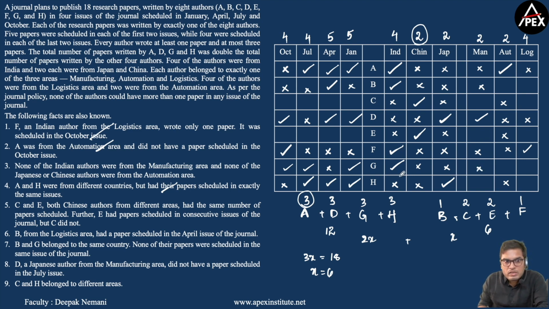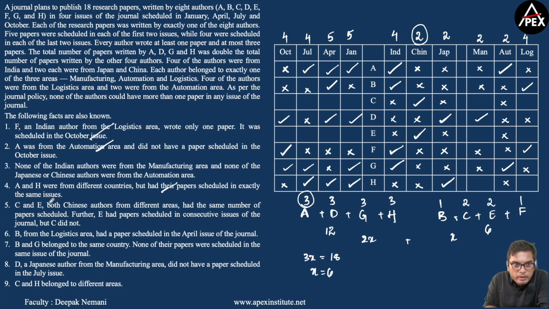And none of the Japanese or Chinese authors were from automation area. So C is from China, no. Now H is from Japan, no. Now what did I miss? Yeah, sixth statement. Now it is mentioned that B is from logistics area. Perfect. Now we need to have two persons from automation area. One person is A and the second person should be G.